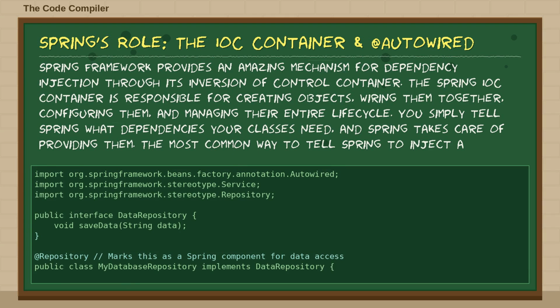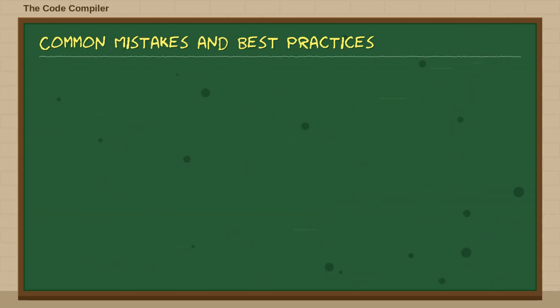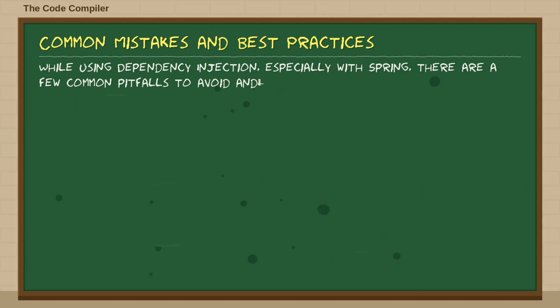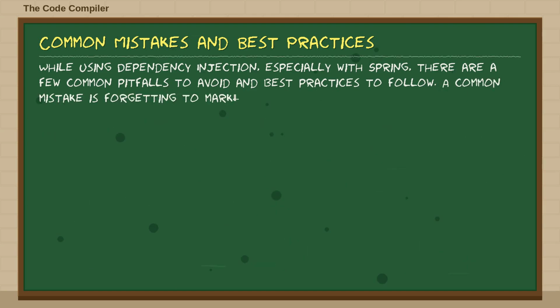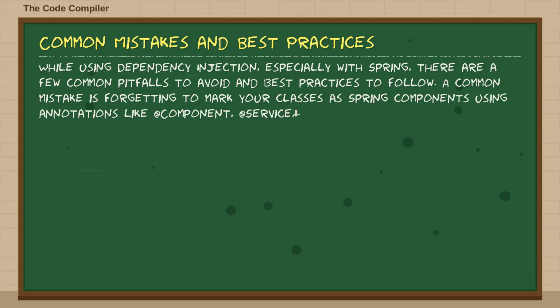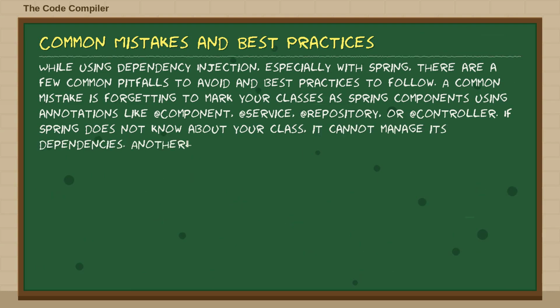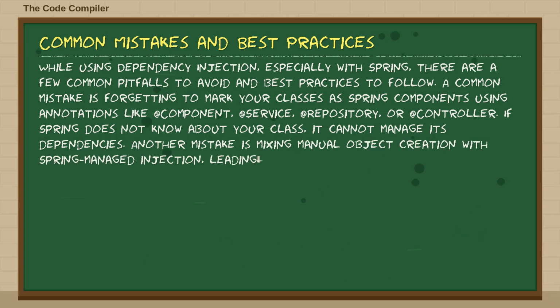@Autowired to connect them. While using dependency injection, especially with Spring, there are a few common pitfalls to avoid and best practices to follow. A common mistake is forgetting to mark your classes as Spring components using annotations like @Component, @Service, @Repository, or @Controller. If Spring does not know about your class, it cannot manage its dependencies. Another mistake is mixing manual object creation with Spring managed injection, leading to unexpected null pointer exceptions.